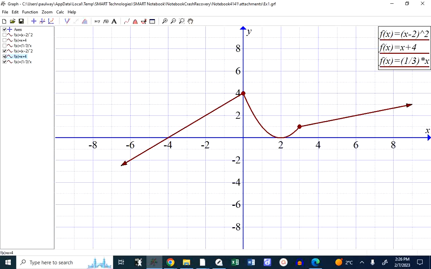So this is what you should have drawn. Any general questions or specific about this?